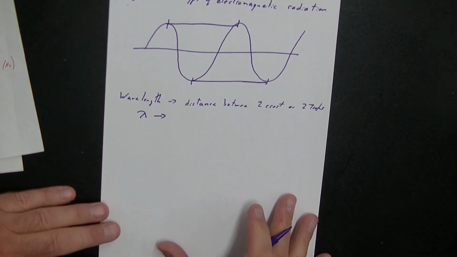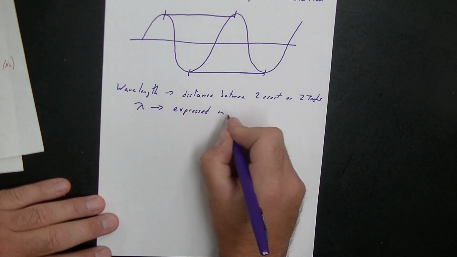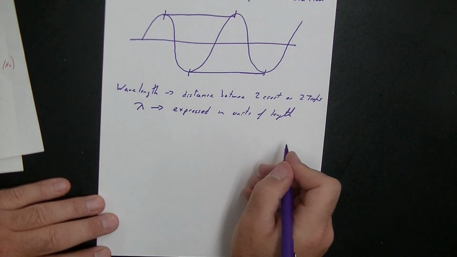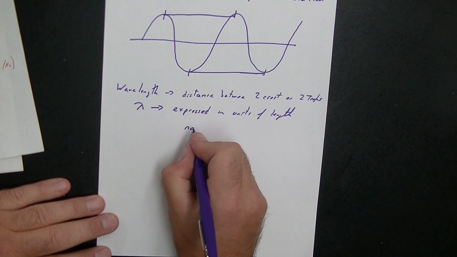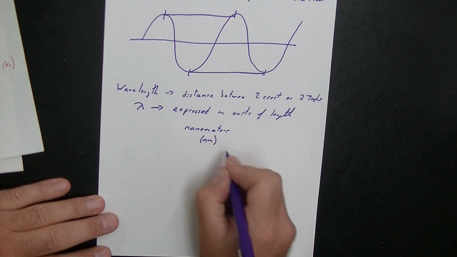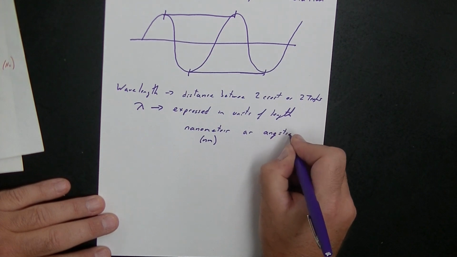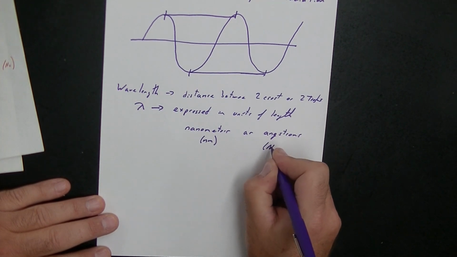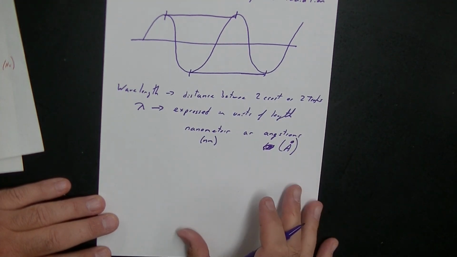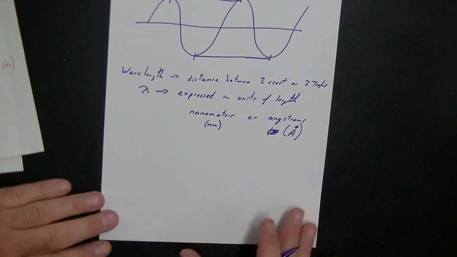And wavelength is expressed in units of length. It's usually in nanometers. Or angstroms. Oops, sorry. That's an A with a degree sign up top. Angstroms. You should be able to do some conversions between all these things too. So I'm going to give you those factors here.